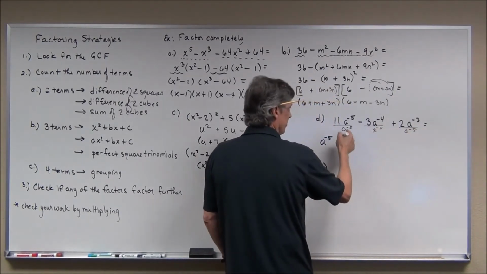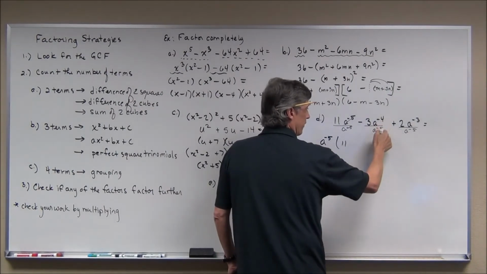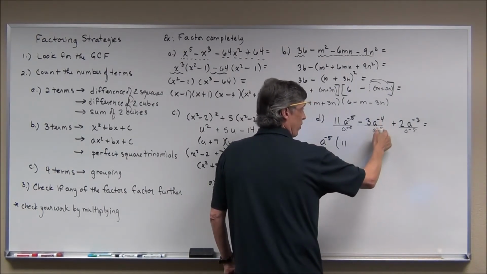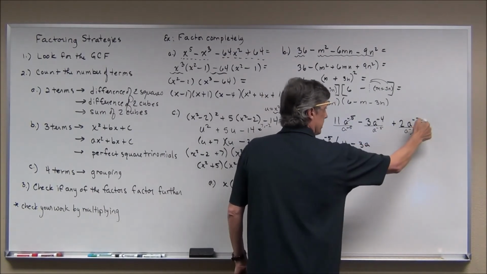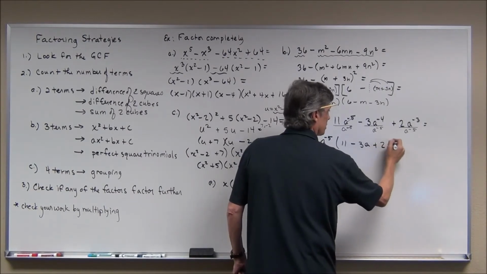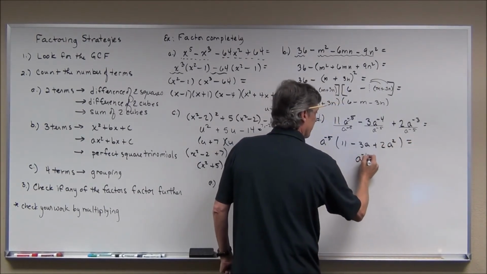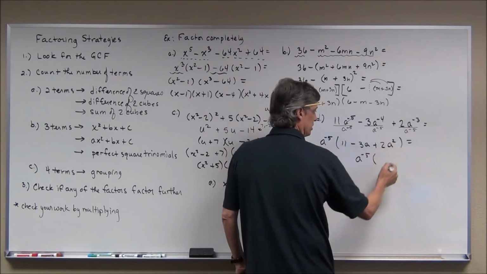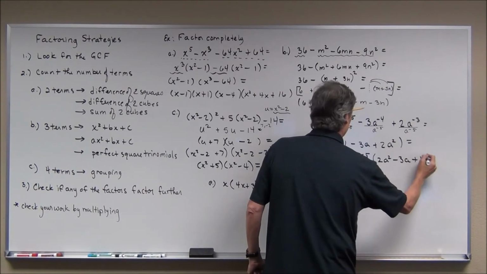So that's going to leave me 11. a to the -4 divided by a to the -5, -4 minus a -5, minus 3a. -3 minus a -5, that's positive 2, plus 2a squared. So this turns out to be a to the -5, and I'm going to rewrite this into descending order, 2a squared minus 3a plus 11.